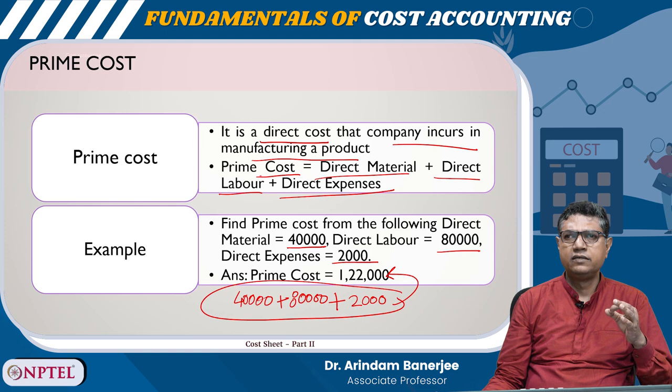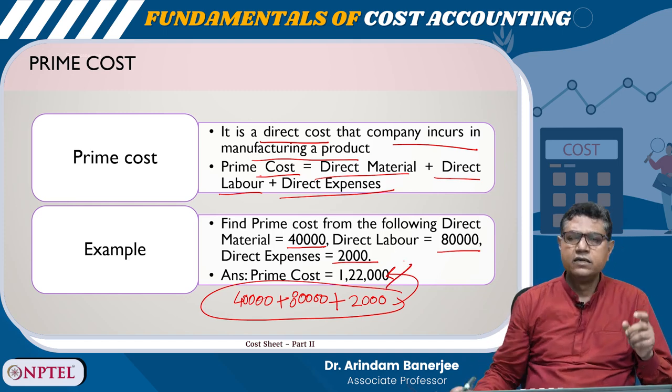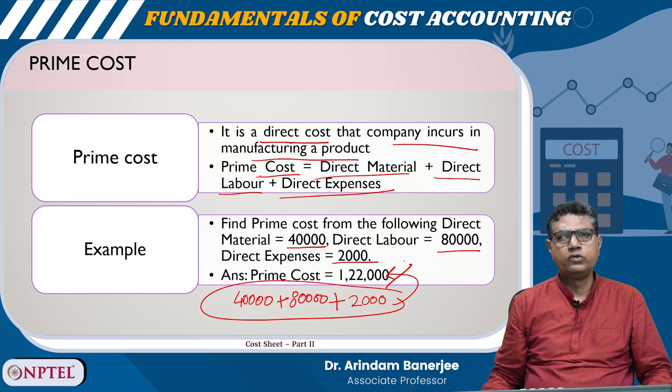So, I repeat again, what is prime cost? Prime cost is the sum of direct labor plus direct material plus direct expenses. In this example, direct material is 40,000, direct labor is 80,000 and direct expenses is 2,000. If I add these three, what I get is 1,22,000.